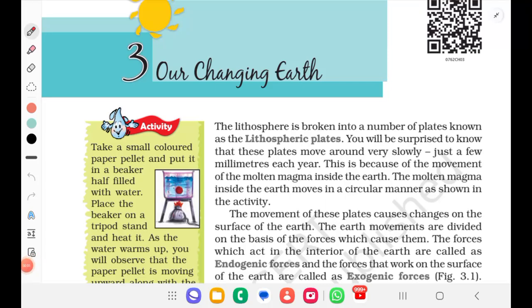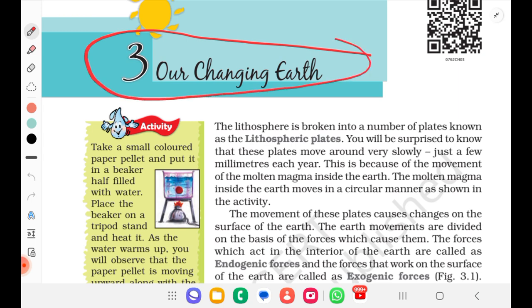Everyone, we'll start with the third chapter of 7th standard NCERT Geography. We'll read, and meanwhile we'll understand the chapter as per the requirement of the UPSC CSE exam. So the chapter name is Our Changing Earth.